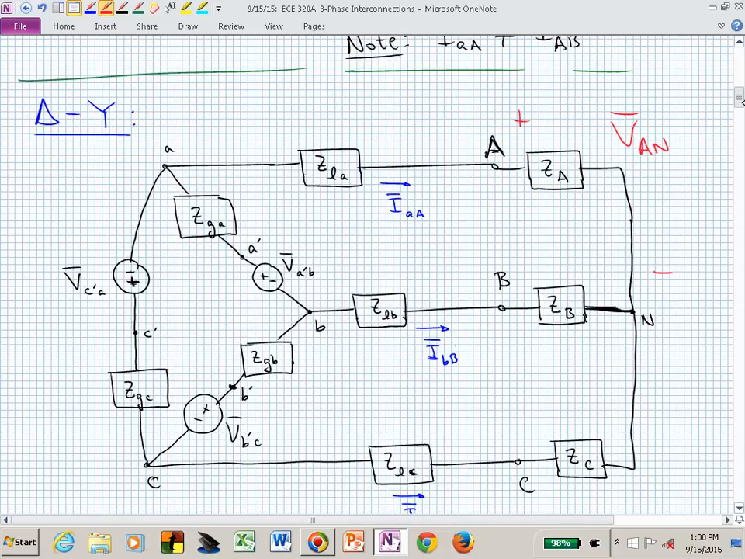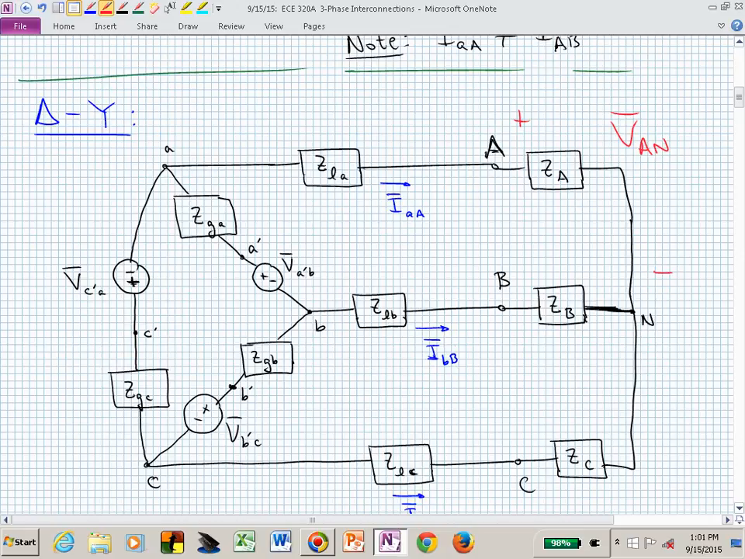Here's the delta to Y. What's the same? Phase voltage, line voltage, phase current, line current at the load. I have to make that distinction. At the source, it's different because now we're connecting deltas with a Y. Let's concentrate at the load side. What's the same? The line current is the same current going through each of those phases. The line current and the phase current are the same in the Y connected load.